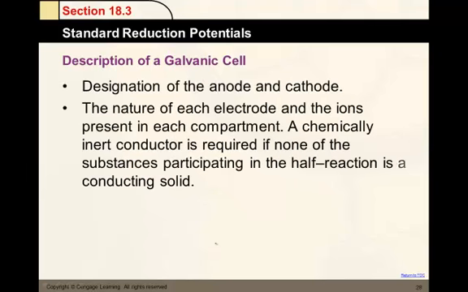So the nature of each electrode and the ions present in each compartment tell us a little bit about where it's placed in the picture. A chemically inert conductor is required if none of the substances participating in the half reaction is a conducting solid. So you might have a gas that's participating or something else. So you can have an inert electrode, sometimes it's platinum, used for that purpose.